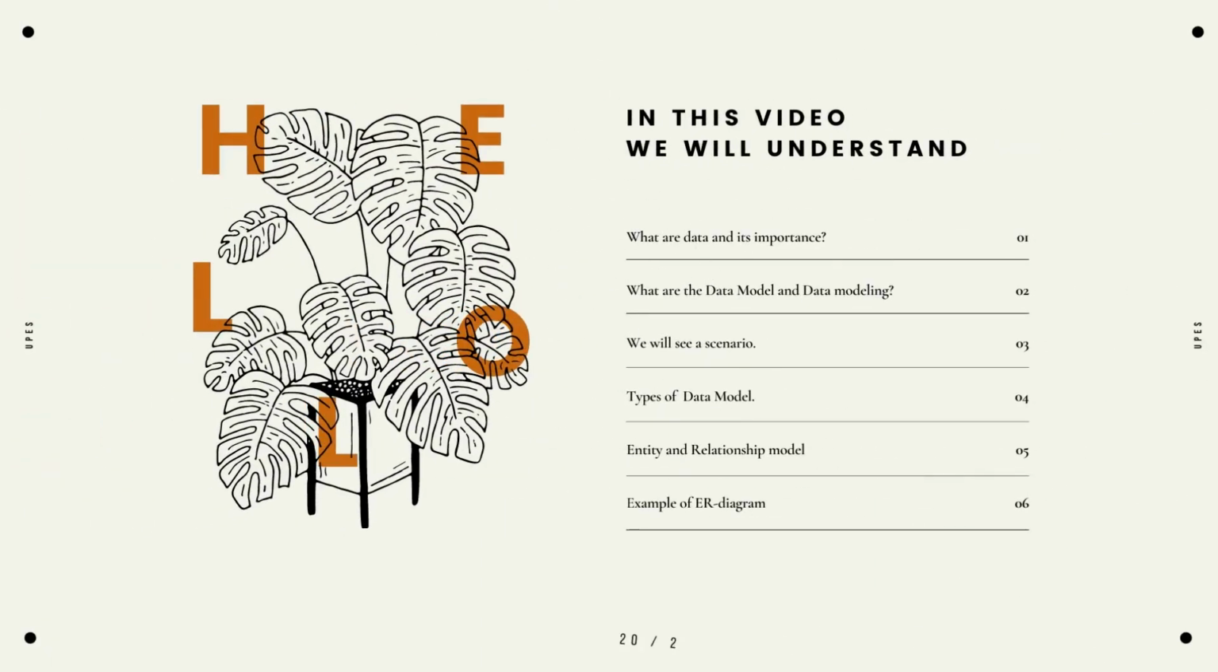In this video, we will understand: 1. What are data and its importance? 2. What are the data model and data modeling? 3. We will see a scenario. 4. Types of data model. 5. Entity and relationship model, and 6. Example of ER diagram.